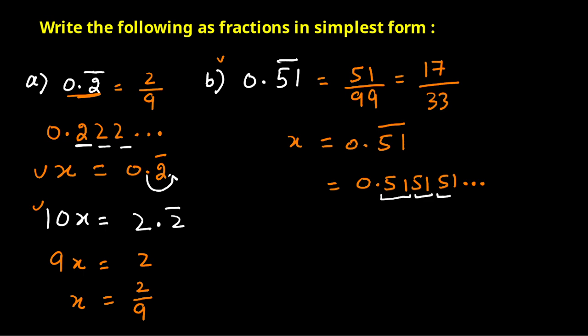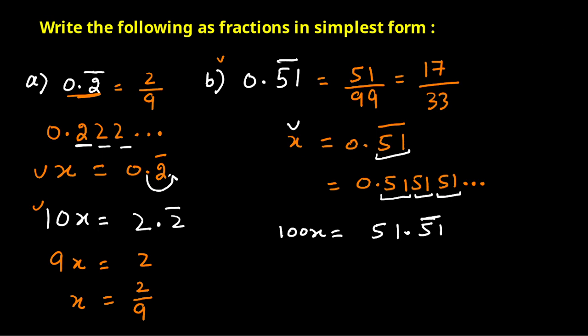So I will multiply it by 100. How many digits are repeating? You have to multiply by those. For example, if one digit is repeating, you multiply by 10. If 2 digits are repeating, you multiply by 100, and if 3 digits are repeating, you multiply by 1000. Multiplying x by 100, I get 100x, and multiplying the right side by 100, I get 51.51 bar.